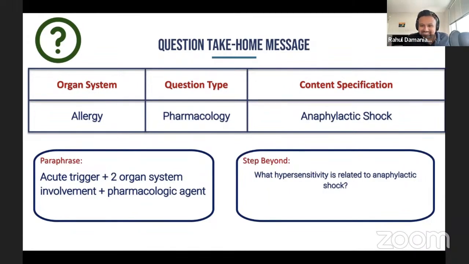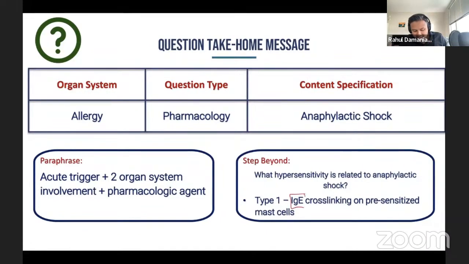Now, what hypersensitivity is related to anaphylactic shock? That is going to be type 1. And remember that that is going to be related to IgE cross-linking on pre-sensitized mast cells. Typically, you are going to need 2 exposures prior to getting sensitized and subsequently becoming allergic. Remember that when you're talking about an immunology integration, the cytokine responsible for class switching from IgM to IgE is going to be IL-4, and that's high yield for you to know.